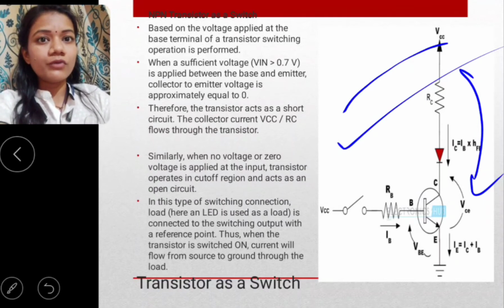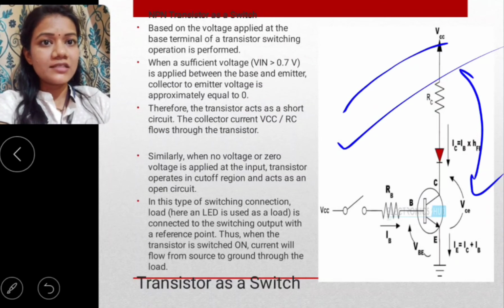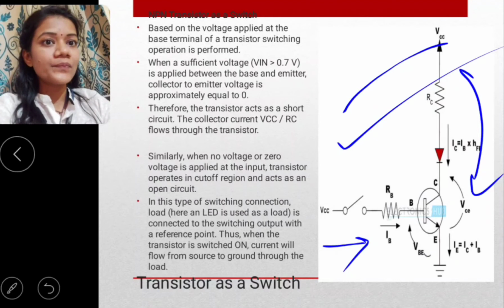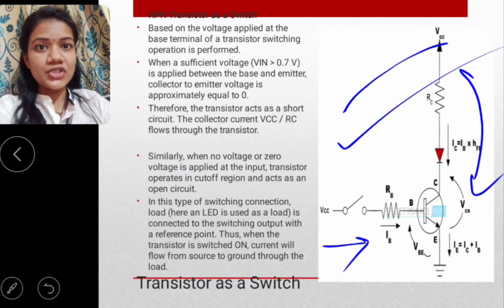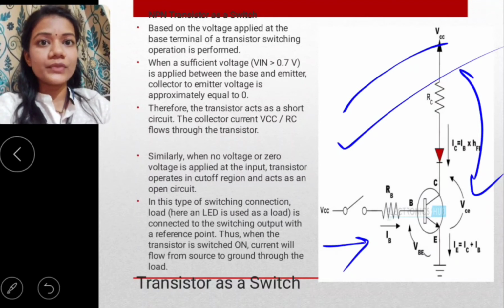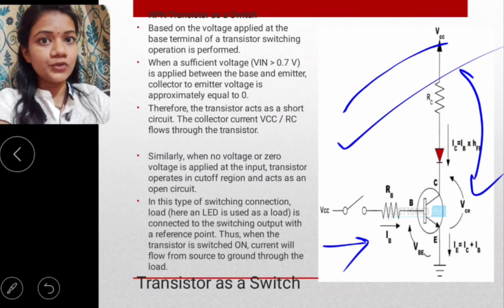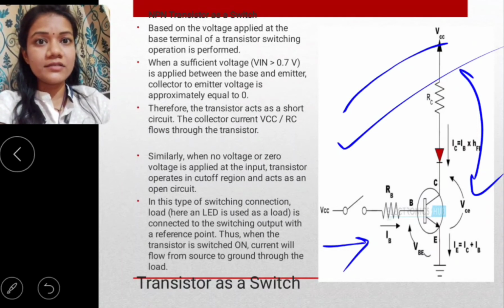So what is the operation? Based on the voltage applied to the base terminal of a transistor, switching operation is performed. So here, based on the voltage we apply to the base terminal, the switching operation will take place. So when the voltage is sufficient, what does that mean? As we have seen earlier, in a transistor there are two diodes used. So we know the voltage for a diode to operate: for a silicon diode it is 0.7 and for germanium it is 0.3.